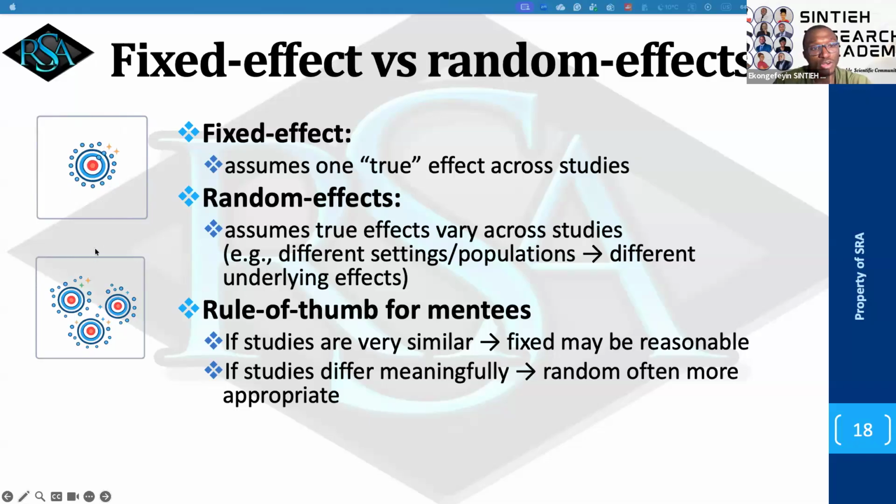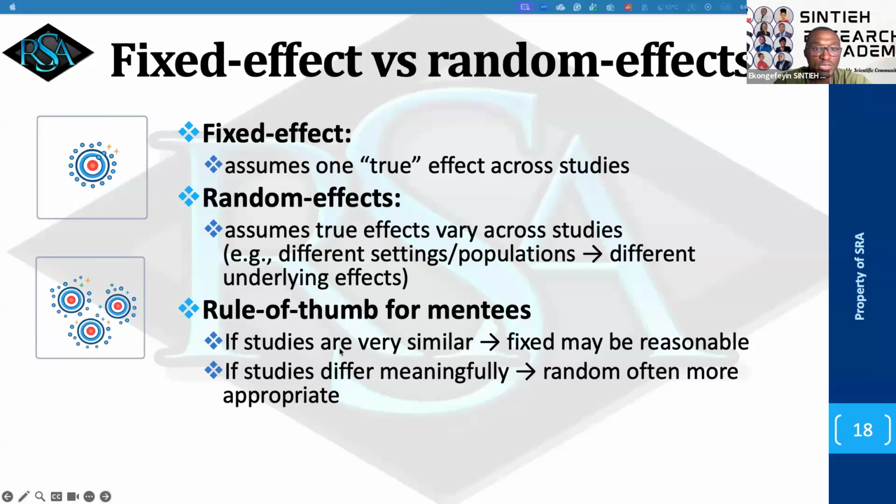Now, the second one, which is what most people use, is that the effect would vary between studies. It cannot be the same if we have 100 studies and we're going to do a meta-analysis on them. The effects cannot be identical. And so that's what is called the random effects model. It simply says that effects vary across studies, so there is an underlying different effect.